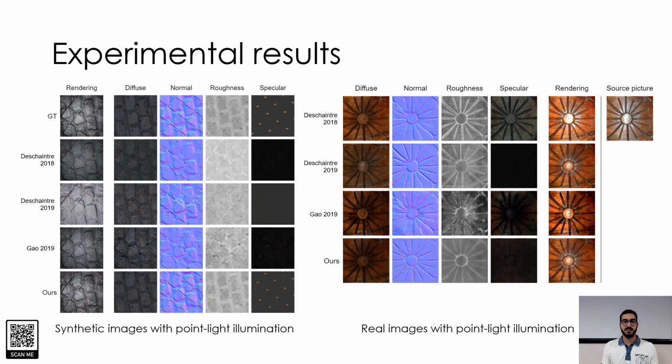Here you can see a qualitative comparison between our method and the other approaches. On the left side, we have a comparison on a synthetic image from the Deschamps dataset, and on the right side, we have the comparison on a real image. In both cases, we are using a flashlight illumination.